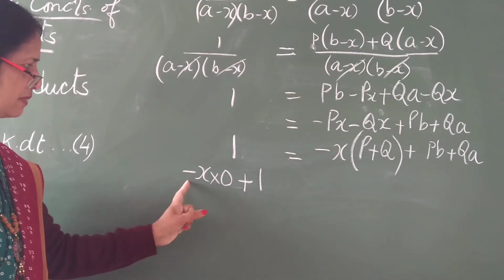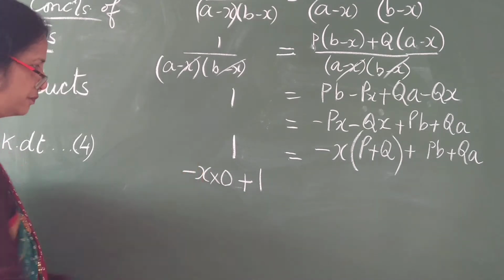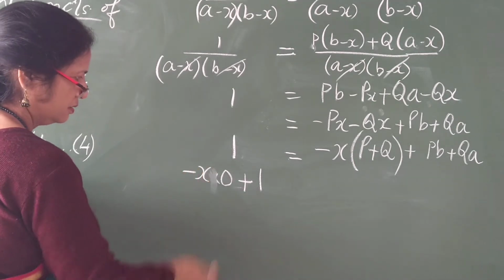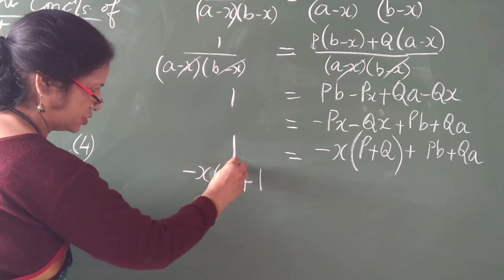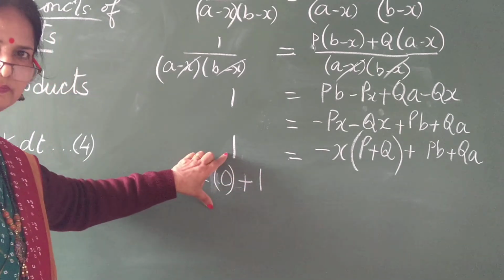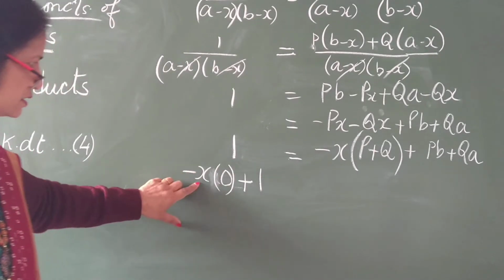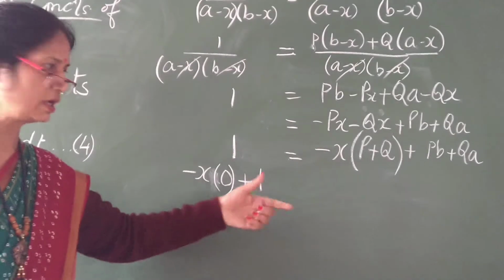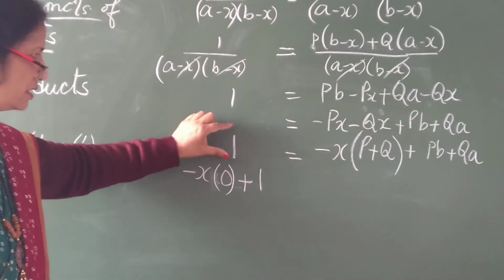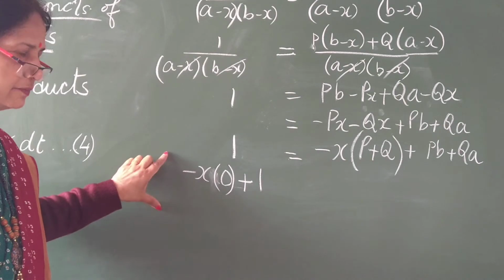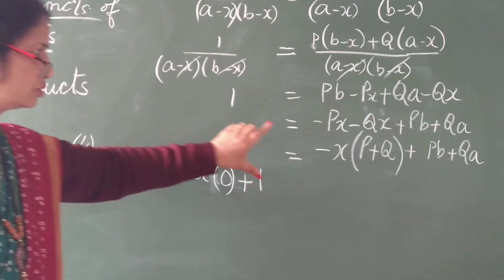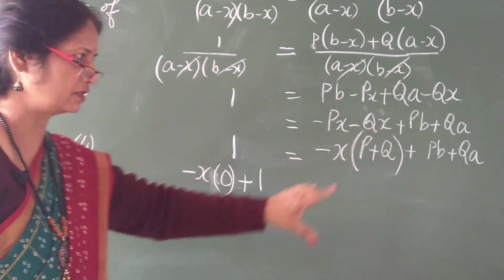1 can be written as minus x multiplied by 0, placed in a bracket, plus 1. This means minus x multiplied by 0 is 0, and plus 1. So this is another form of writing 1. We are doing this to solve this equation and arrive at some conclusion.